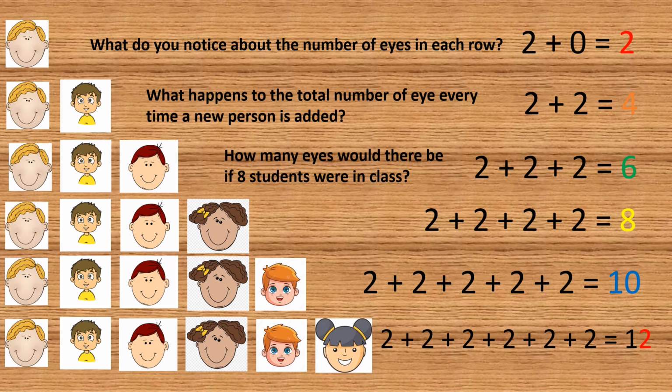So here's a question for you. How many eyes would there be if 8 students were in class? So right now, we have 6 students in class that are lined up. What would happen if we added 8 students in class to line up? Something interesting to think about. Think about how you can use the pattern that you see on this page to answer that question.